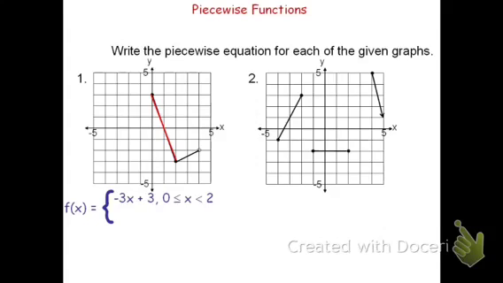Now at 2, it changes to the new equation. If you do not include 2 here, and we have not, that means we'll pick up 2 on the second equation. Now if for some reason that 2 was included on this piece, then we wouldn't be able to include it on the second equation.